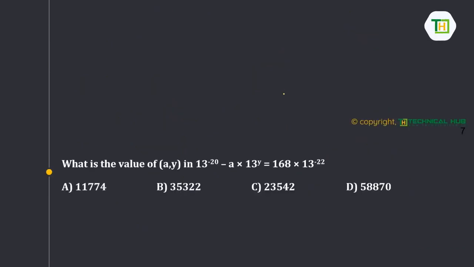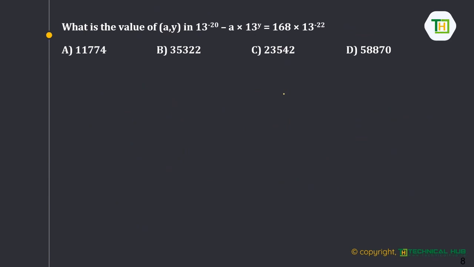Moving to the next question. Simplification question. What is the value of a comma y in the given expression? 13 to the power of minus 20, minus a, into 13 to the power of 5, is equal to 168 into 13 to the power of minus 22.